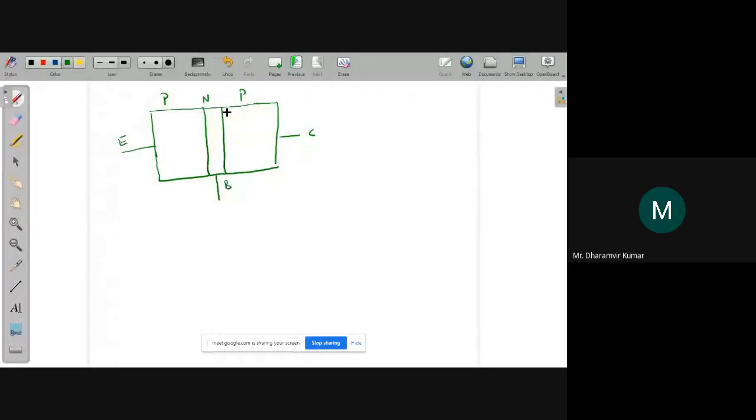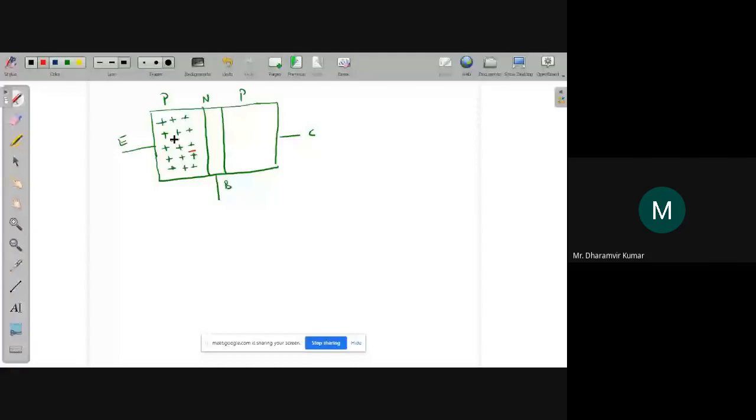So I will focus on them one by one. I'll focus first on this emitter base junction. We know that this emitter is p-type material, so it will contain more holes, which are positively charged, as compared to the number of free electrons, which are negatively charged. The number of holes would be very high as compared to the number of free electrons, because this is p-type material.